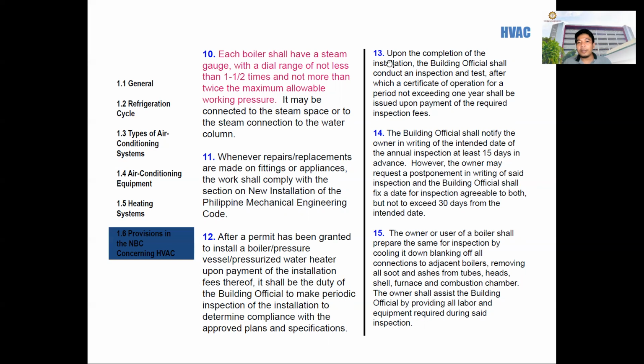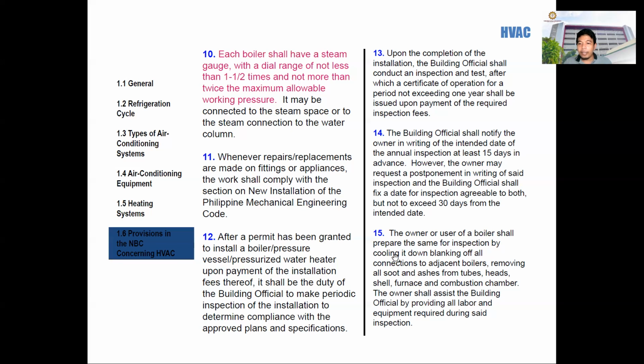And then number 13, upon the completion of the installation, the building official shall conduct the inspection and test. Also, the mechanical engineers who sign and seal the plans can also conduct inspection of that particular installation. And then number 14, the building official shall notify the owner in writing of the intended date of the annual inspection at least 15 days in advance.